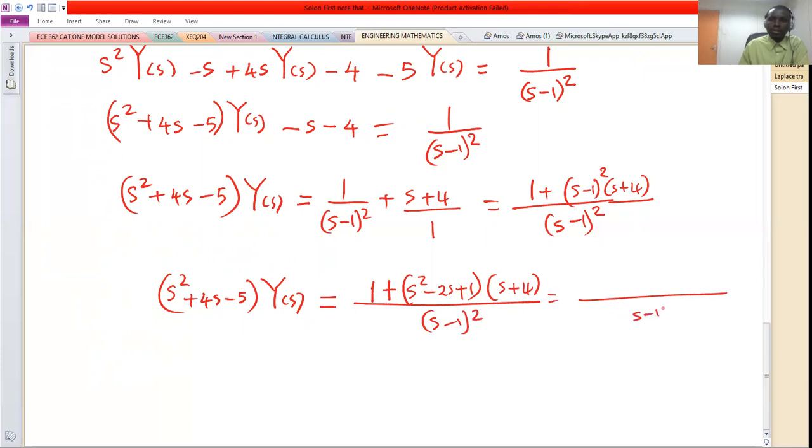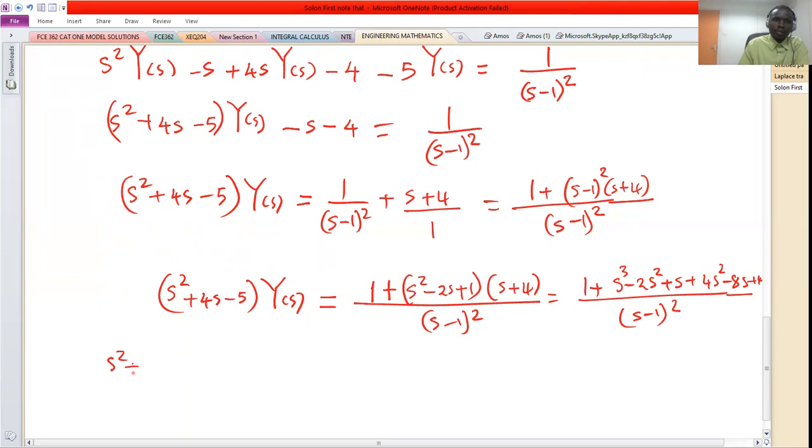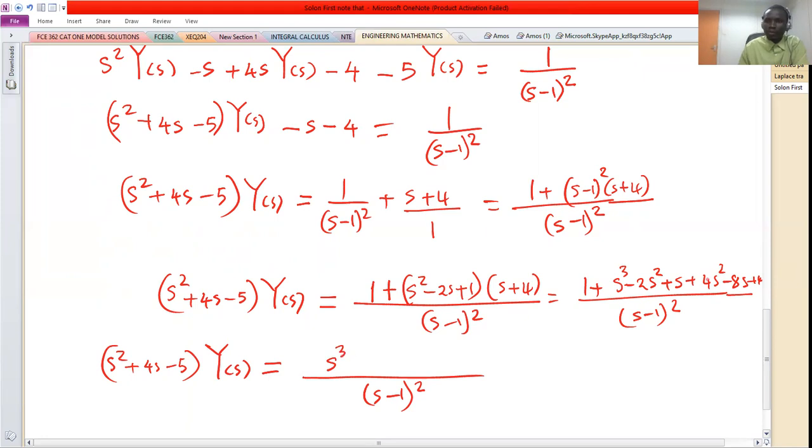Now, this is the same as s minus 1 squared, 1 plus, so this will give me s cubed minus 2s squared plus s plus 4s squared minus 8s plus 4. So s squared plus 4s minus 5 capital Y of s equals, with LCM denominator s minus 1 squared, 1 plus 4 is 5, so we have s cubed, minus 2 plus 4 is 2, so plus 2s squared, and then minus 8 plus 1 is minus 7s, and then plus 5, 1 plus 4 is 5.